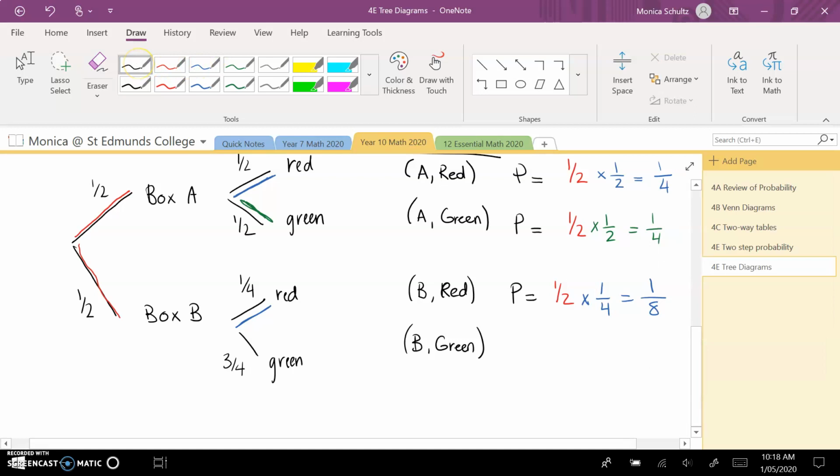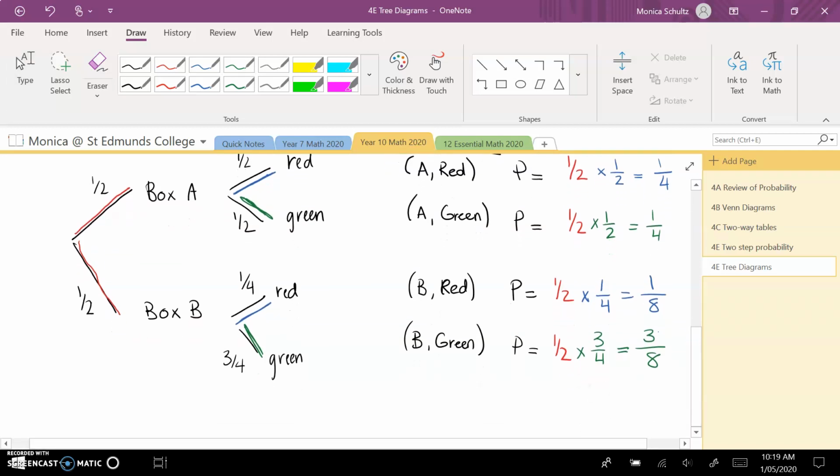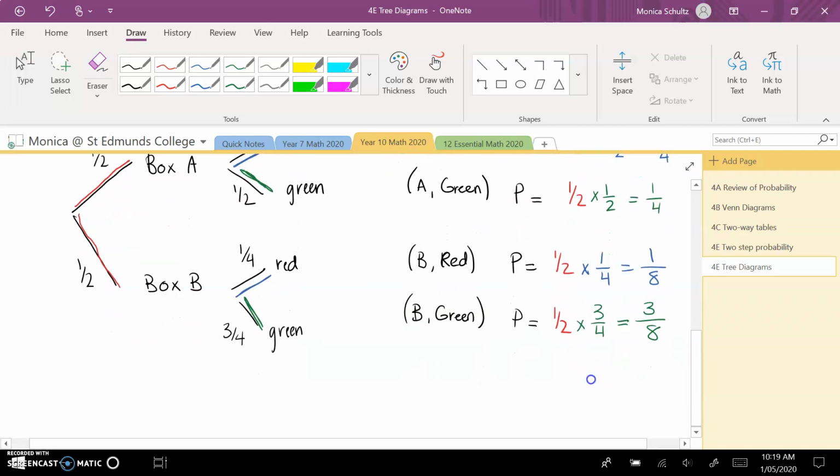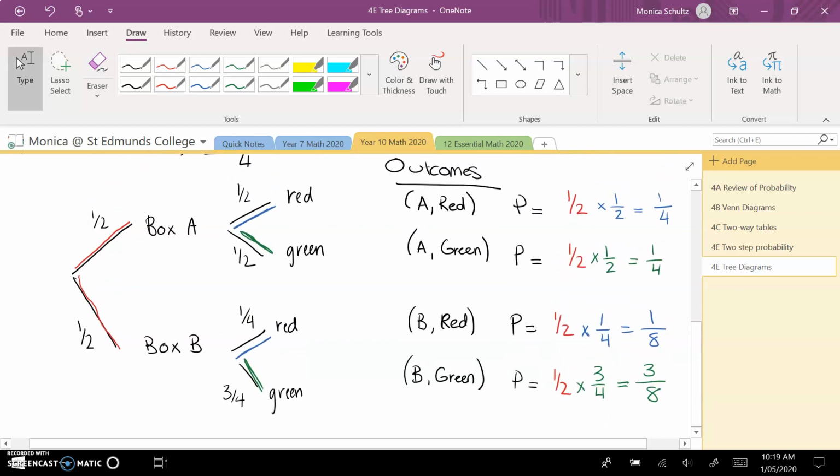And then I've got my last one. The probability of getting green, and I know because there's more greens in box B, this should be higher. The probability of getting box B is half still, and then the probability of getting green from box B is 3/4. If I times my 1 times 3, I get 3, and then 2 times 4, I get 8. So these are all of my possible probabilities. You've got the biggest chance of picking a green counter from box B out of all of your choices.